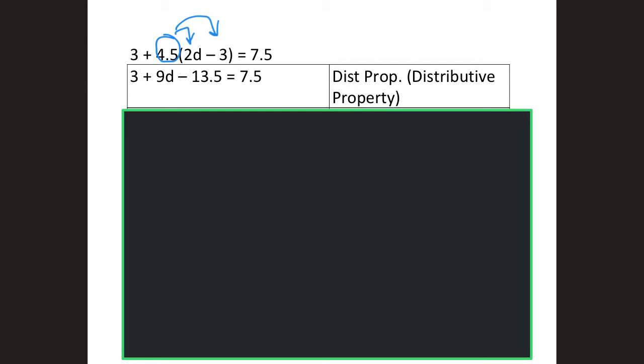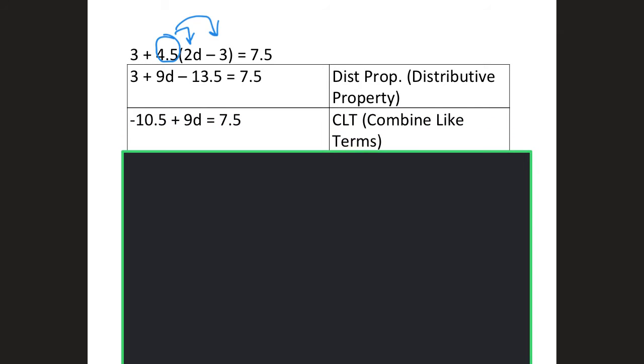Remember, the distributive property is when I take this number that's outside of my parentheses and multiply it with the numbers that are inside my parentheses. I like to draw arrows to help me remember what I am multiplying. So when I do my distributive property, I get 3 plus 9d (4.5 times 2), minus 13.5 (4.5 times negative 3) equals 7.5. I wrote it out here so you can see what it was, but this is the abbreviation I will usually use for it.